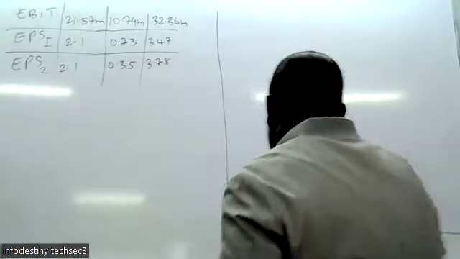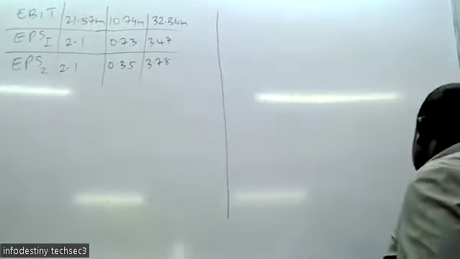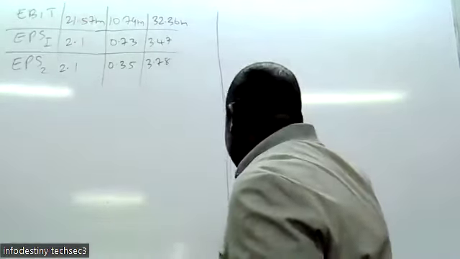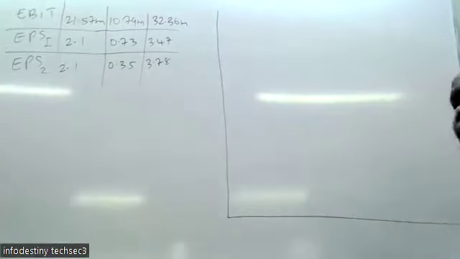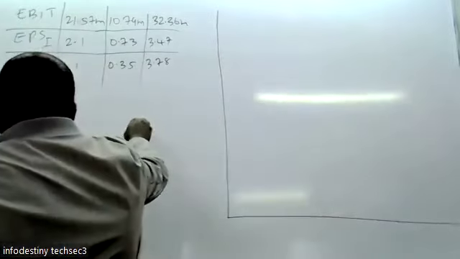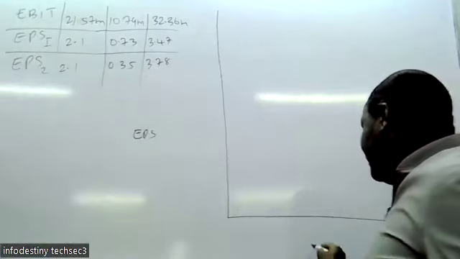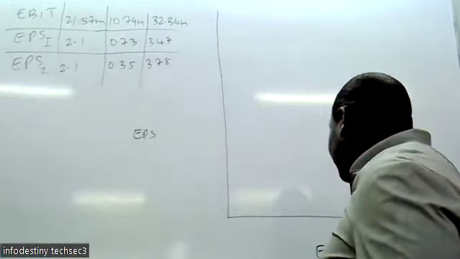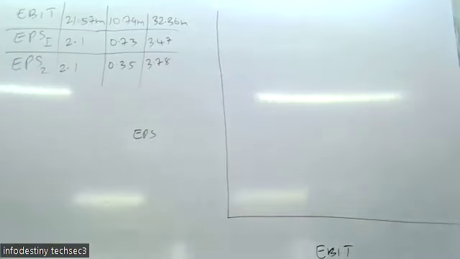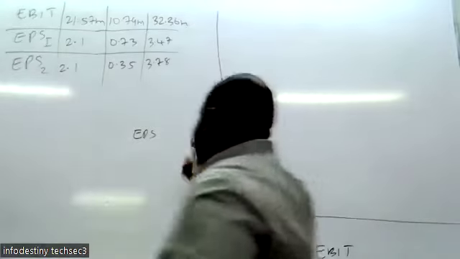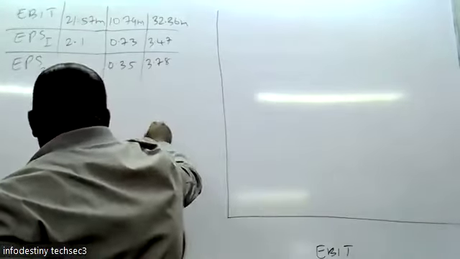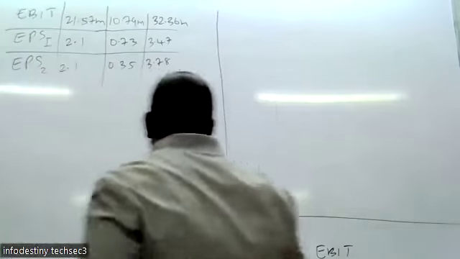So our graph is based on this. This side will be earnings per share, and then this side will be earnings before interest and tax. So the y-axis is earnings per share.